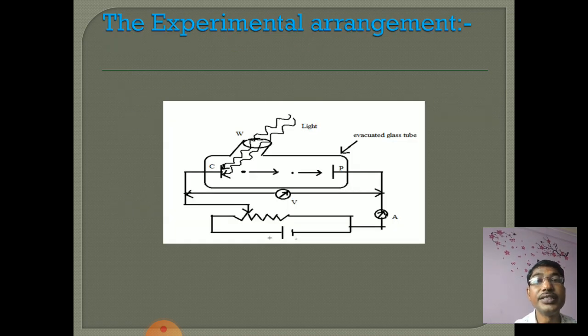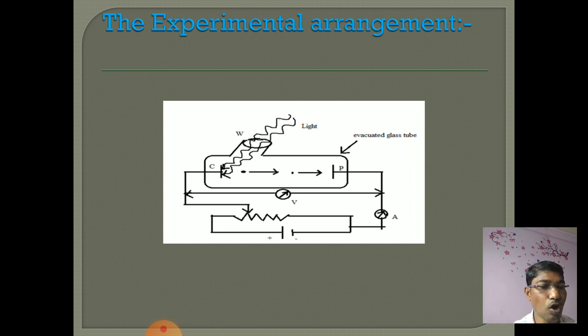Now this is the experimental arrangement of the photoelectric effect. The apparatus consists of an evacuated glass tube sealed at both ends, provided with a quartz window W through which the ultraviolet light is allowed to be incident on the cathode C. At the opposite end there is a plate P which collects the emitted electrons from the cathode C. A suitable potential difference is applied between plate P and cathode C.